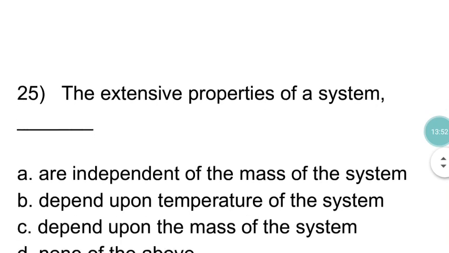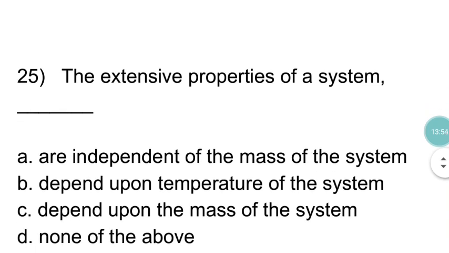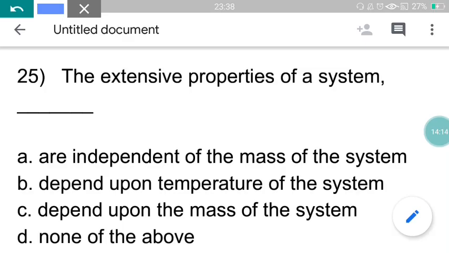Question number 25. So again the same question. The extensive property of a system is nothing but the property which depends upon the mass. Just now I told you, the property which depends upon the mass of the system is known as extensive property, and the property which is independent of the mass of the system is known as intensive property. Okay, the correct answer for this question is option C. C is the correct answer. The property which depends upon the mass is known as extensive property.